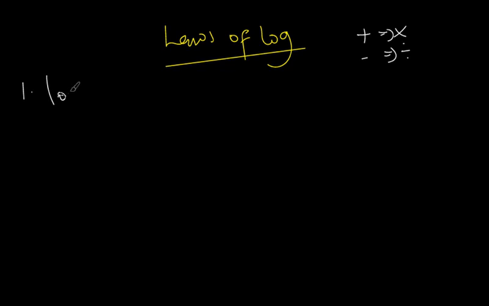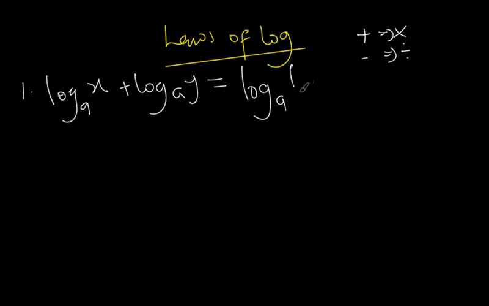So if we have log base a x plus log base a y, this will be equal to what? Whenever we have addition between two logs having the same base, the only thing we do is multiply the x and the y, and then we have just one of the log. We repeat one of the log. What do I mean by this? We have this equal to log base a of x y. So this is the first law of log, which is the addition law.